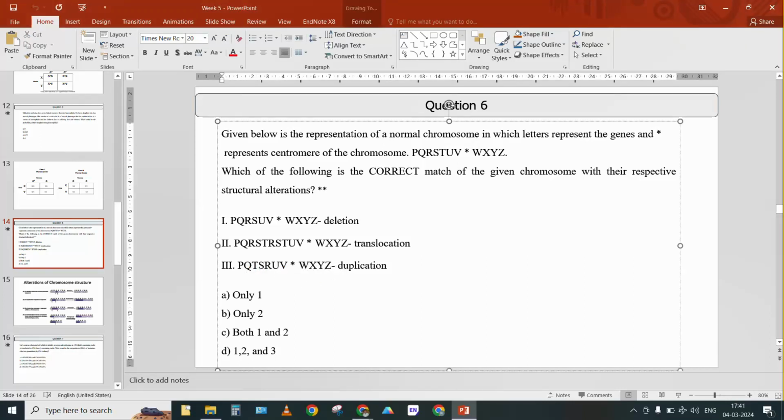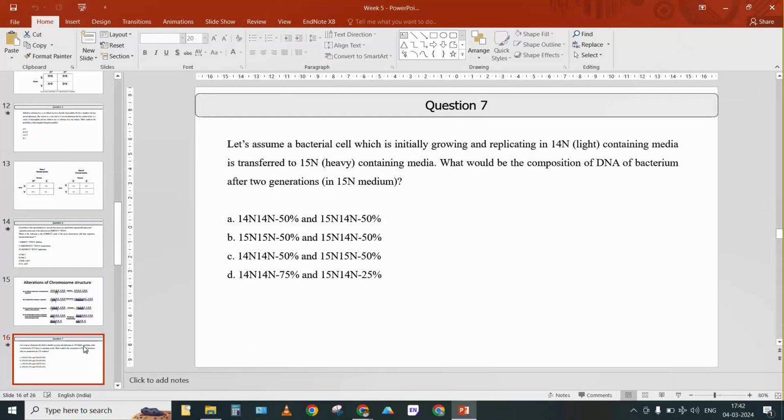In deletion, I've told you that deletion involves the loss of a segment of a chromosome. The missing genetic material can lead to the loss of specific genes, potentially causing genetic disorders or developmental abnormalities. So the right option for question 6 is option A. There is only one, the deletion. Moving to the next question, that is question 7.